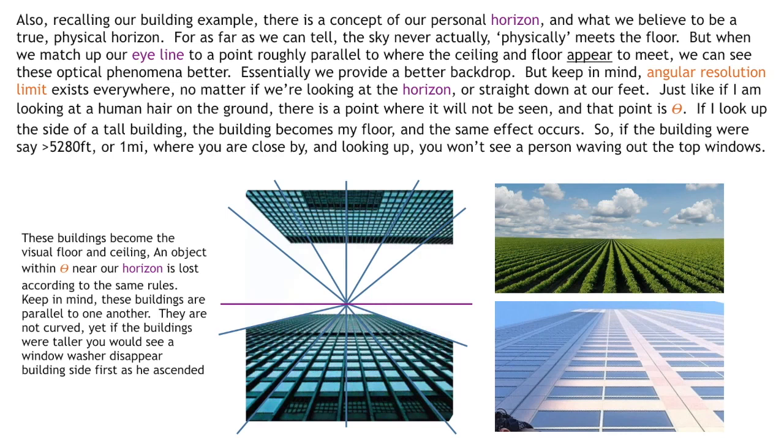And again, also conceptually, these buildings become the visual floor and ceiling of our vision in this depiction. So an object within theta near our horizon would be lost according to the same rules. And keep in mind, these buildings are also parallel to one another. They are not curved. Yet if the buildings were taller, you would see a window washer disappear building side first as he ascended.